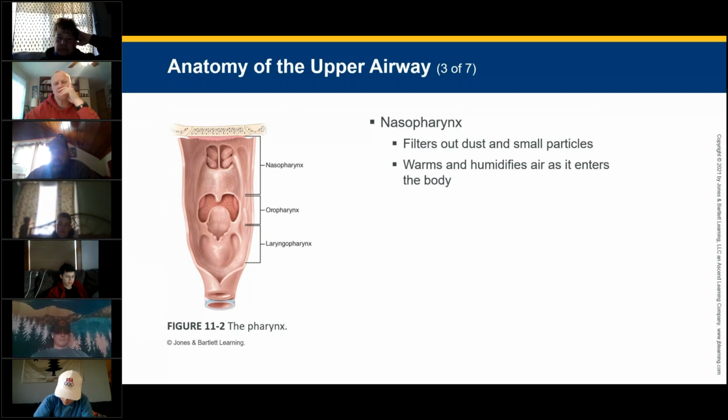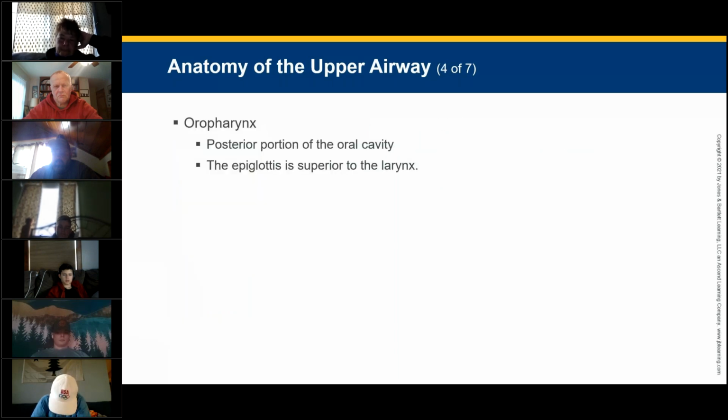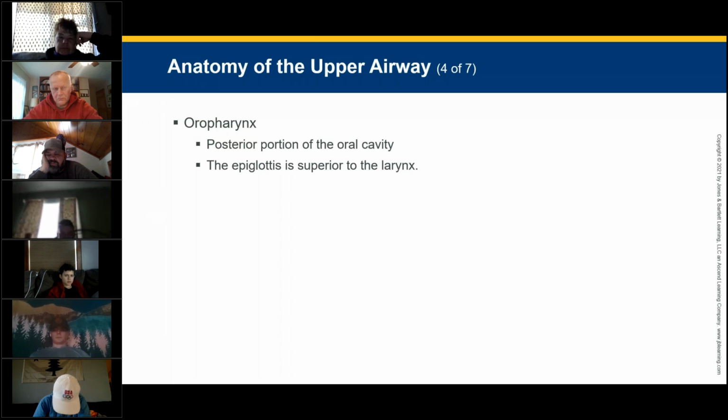The nasopharynx, its primary job is to filter out dust and small particles. It also warms and humidifies the air as it's entering your body. It's lined with a mucous membrane that actually filters out that dust and any small particles like that. So the oropharynx, it's the posterior portion of the oral cavity. The epiglottis is superior to the larynx, and that epiglottis helps prevent food and liquid from entering the larynx during swallowing. Imagine a little flap that goes over your throat to close it off.